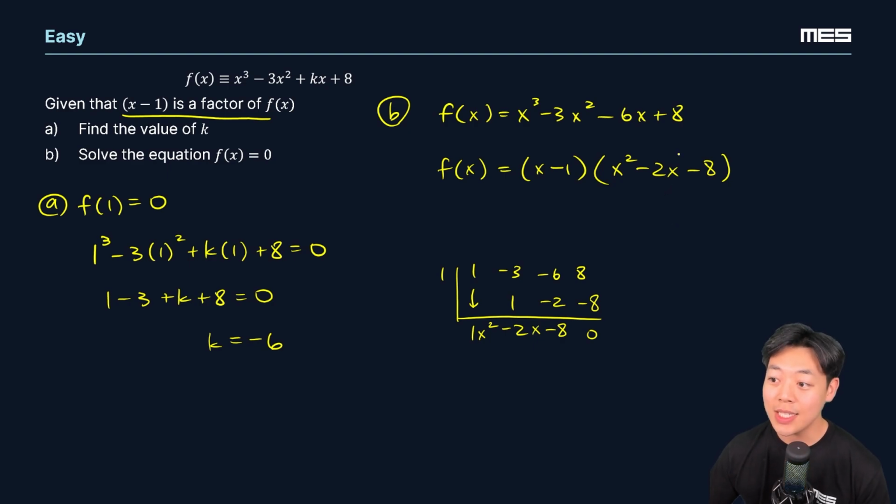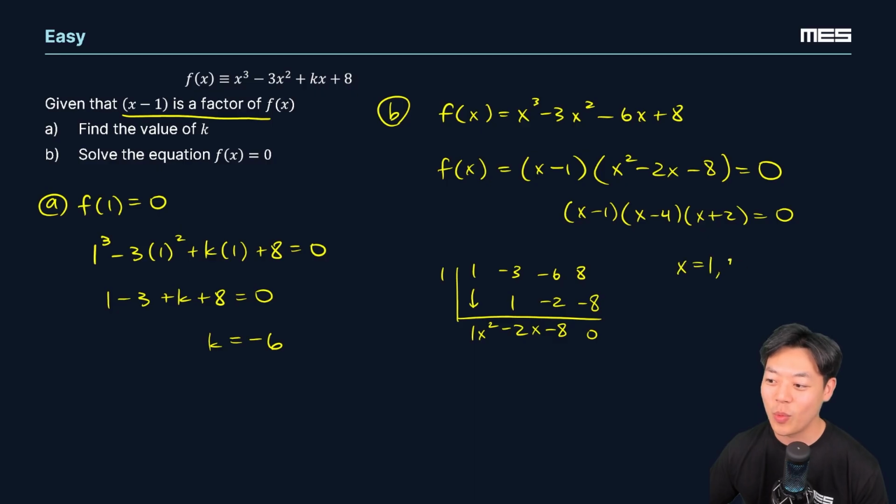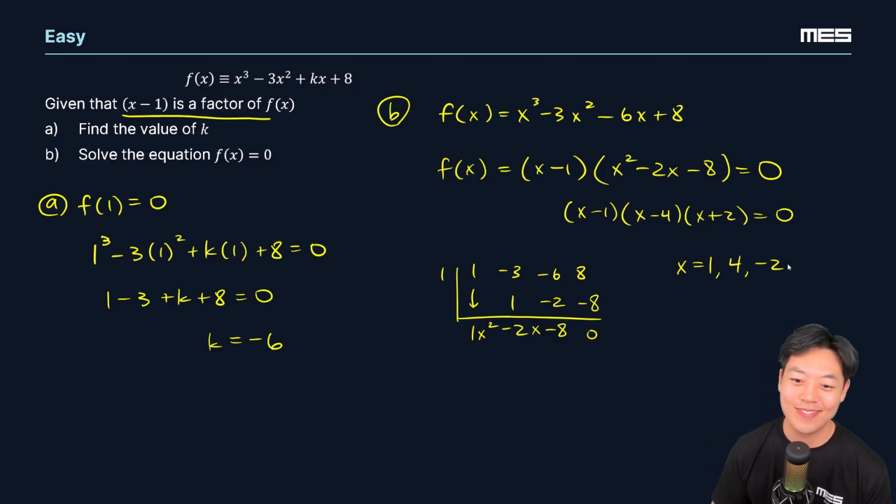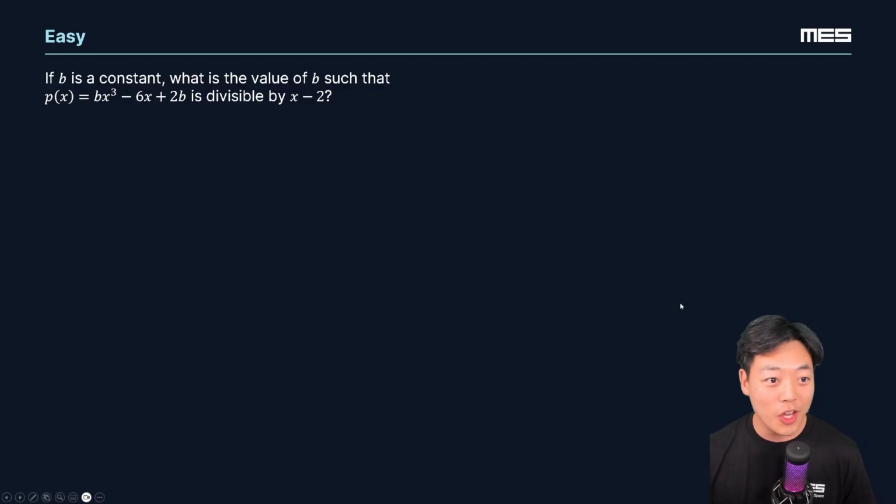Great. Now this is also factorable. We need to set this equal to 0. So we have x minus 1 times x minus 4 times x plus 2 equal to 0. So my x values would be 1, 4, and negative 2. There we go. Question 2, another easy one.